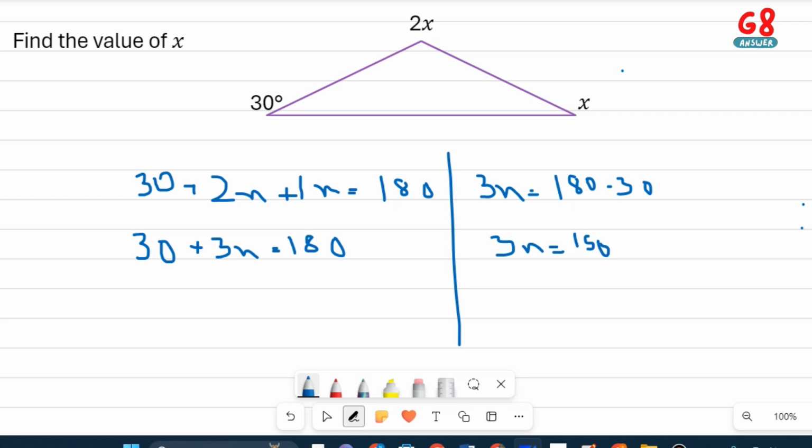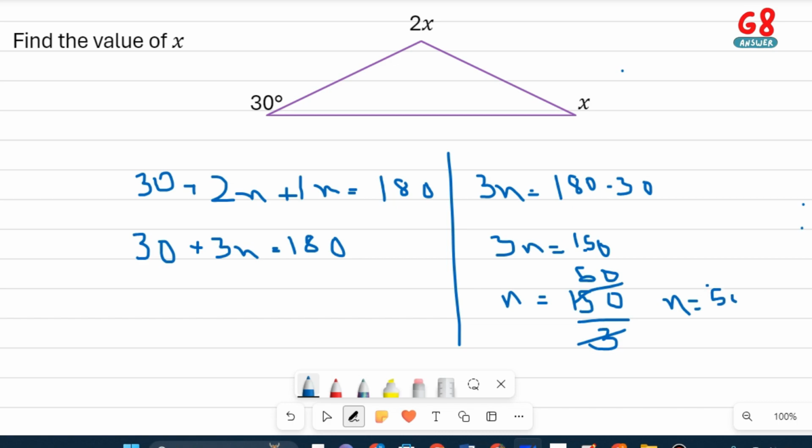Now here 3 is multiplying x, so when it goes to the opposite side of the equal sign, it will become division. So now we will divide 150 by 3. When we divide 150 by 3, we will get 50. So the value of x will be 50.